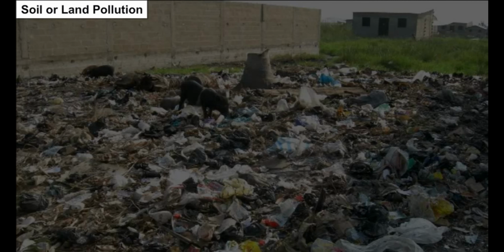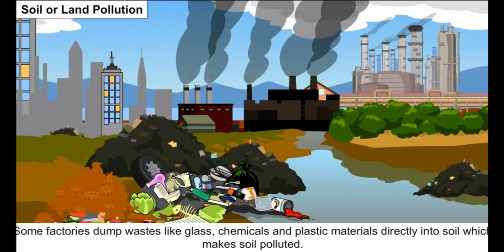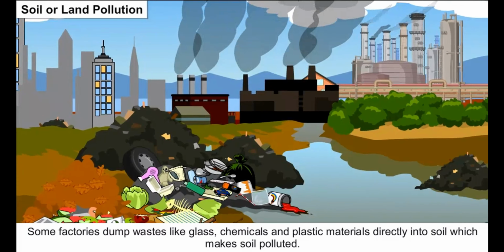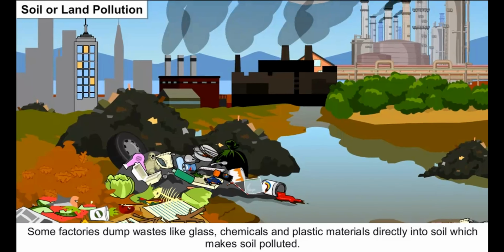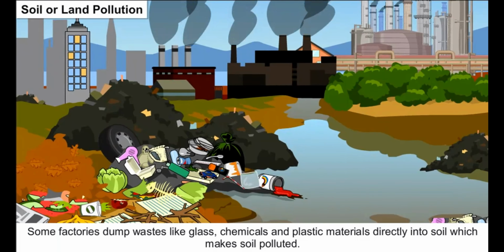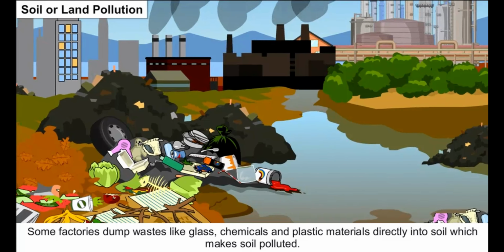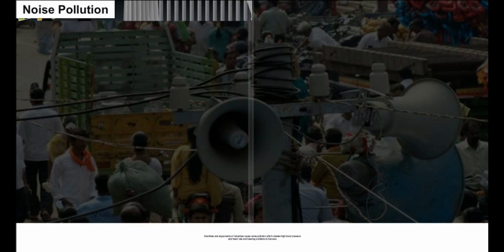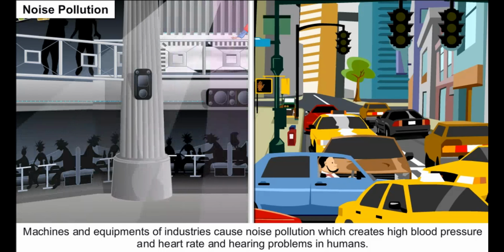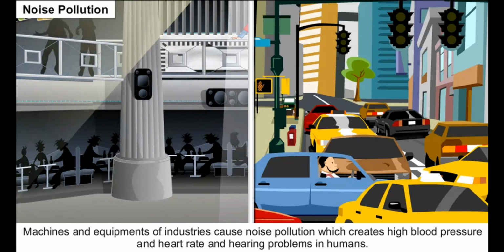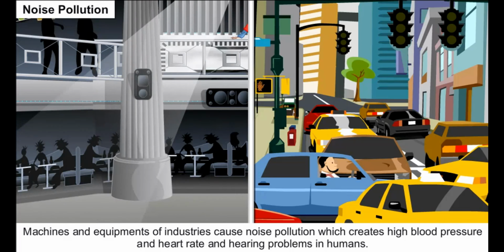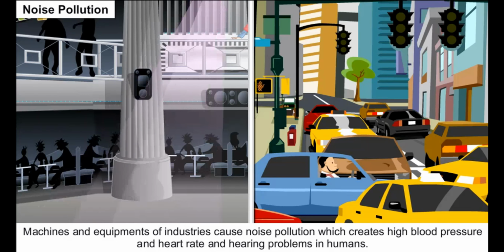Soil or land pollution. Some factories dump wastes like glass, chemicals, and plastic materials directly into soil, which makes soil polluted. Noise pollution. Machines and equipment of industries cause noise pollution, which creates high blood pressure and heart rate and hearing problems in humans.